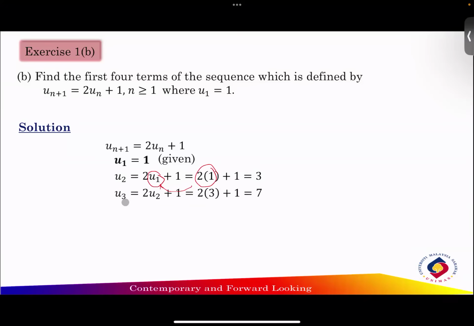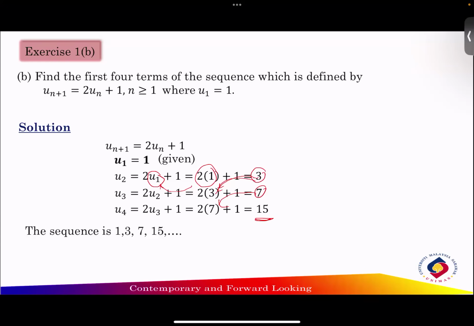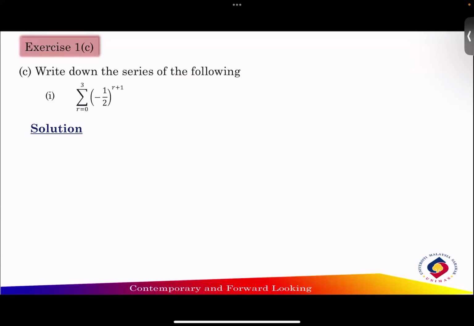Okay, u3 uses u2. So the answer that you found here, you have to bring forward. Okay, to get 7. And then u4, you get 15. The sequence is 1, 3, 7, and 15. Okay, the answer is 1, 3, 7, and 15. So please take note that the number here always needs to be carried forward to get the next value. All right, how about exercise 1C?